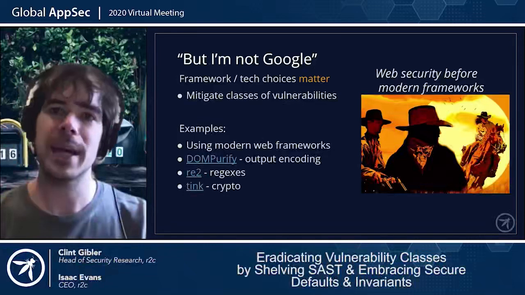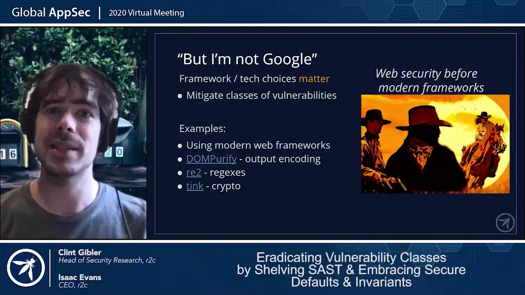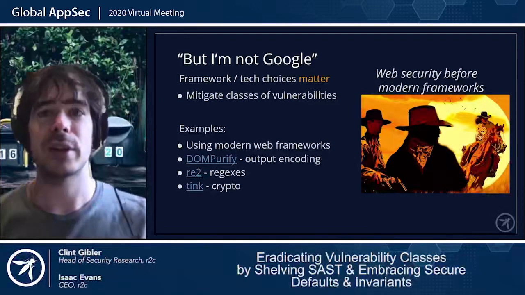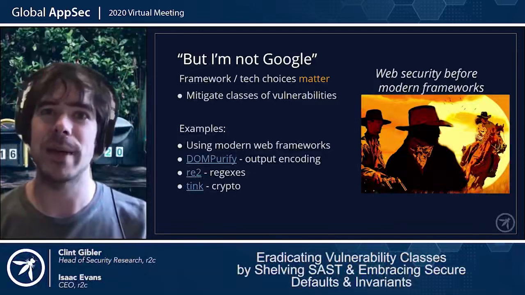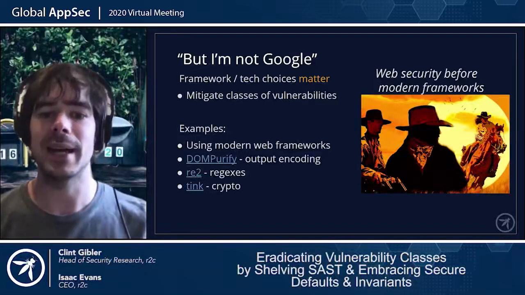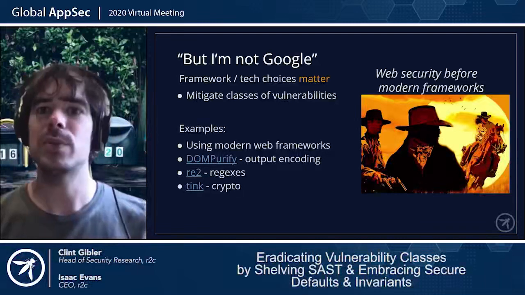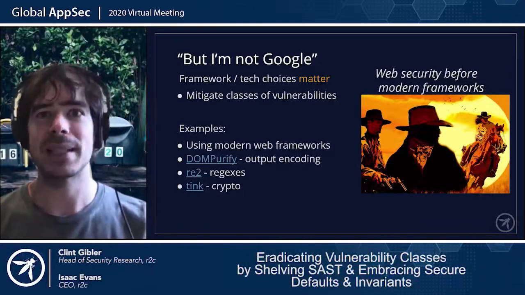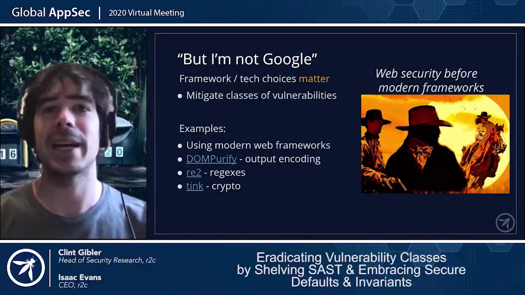If we think back to the early 2000s, web security was really a wild west. Cross-site scripting and SQL injection were everywhere, or at least quite prevalent. And once frameworks started outputting encoding by default and encouraging the use of ORMs, or object relational mappers, a lot of these issues gradually, they didn't completely go away, but they became much less prevalent. So by using modern frameworks, as well as secure by default libraries, I've included a couple of examples there, you too, even without a massive, well-resourced AppSec team, can get a lot of the same value. So it's not out of reach for you.